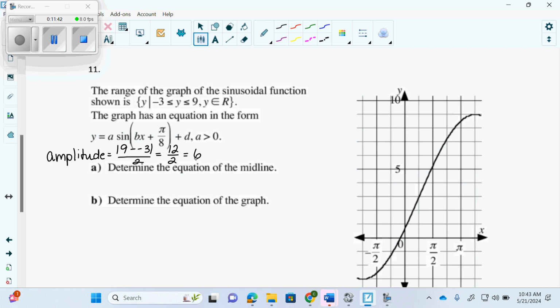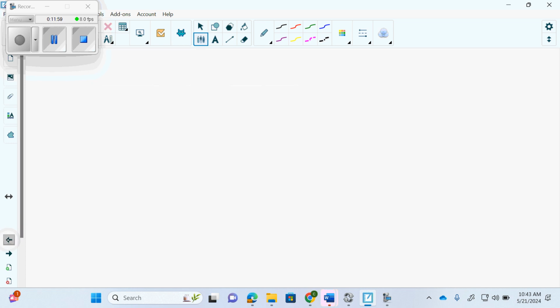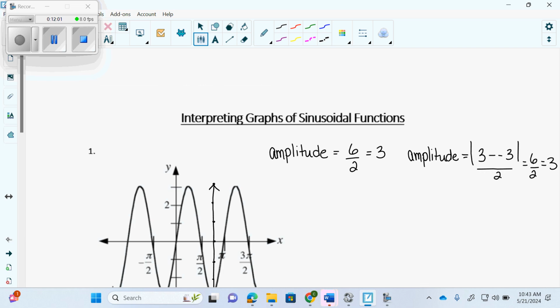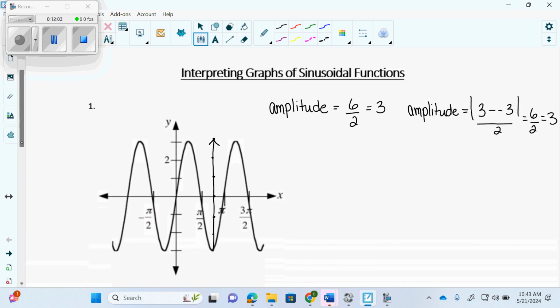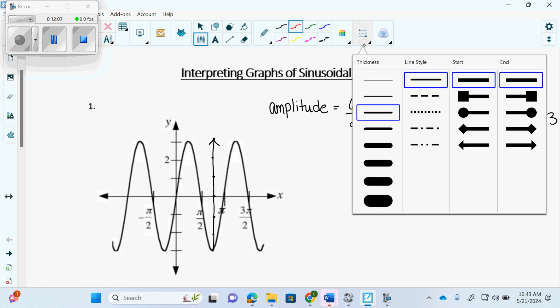Now, the way we can check our amplitude is if your amplitude is correct, if you count that many up from the minimum and down from the maximum, they should meet at the same spot, correct? If they're half the distance, do you know what I'm saying? So we're going to go back and do that for every single one we've done so far to double check it. Plus, it helps us get the midline, which is the next thing. All right. So we're going to use a different color. I'm going to use red.